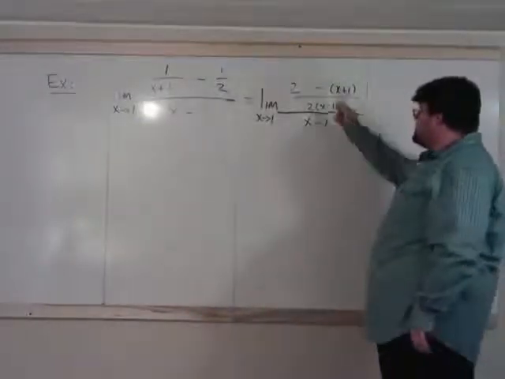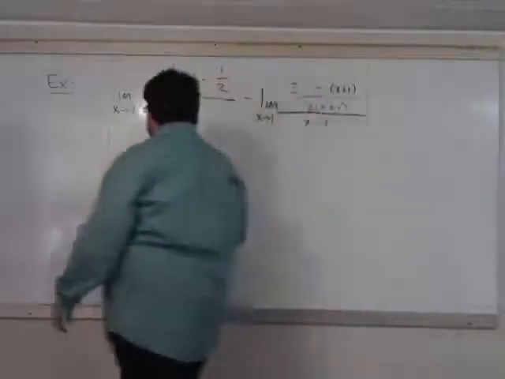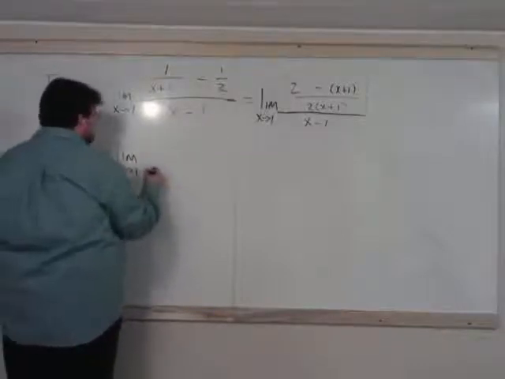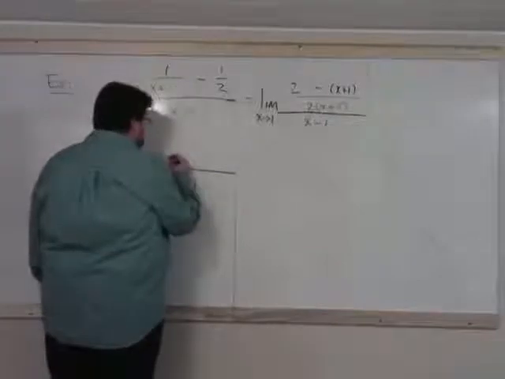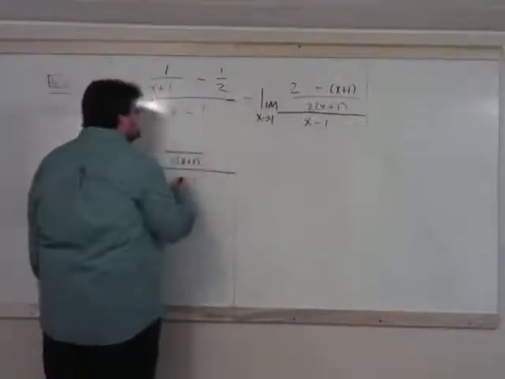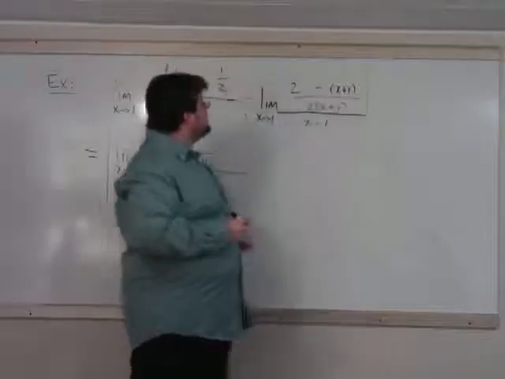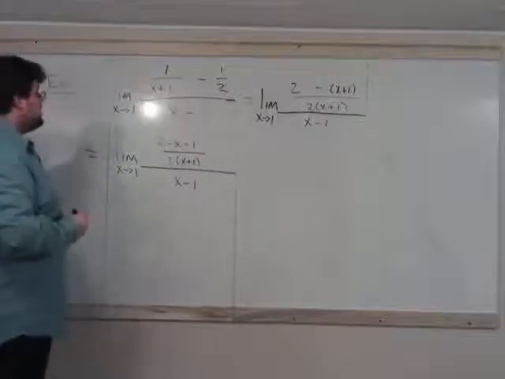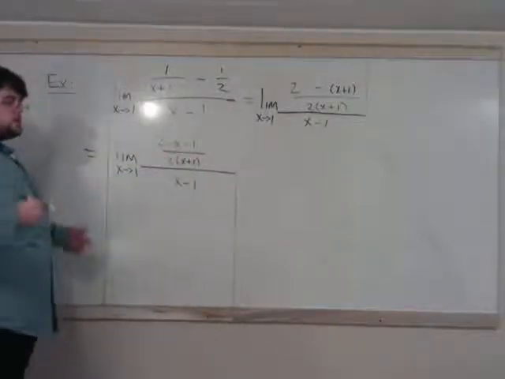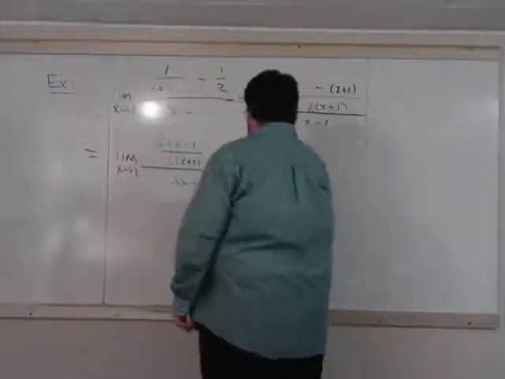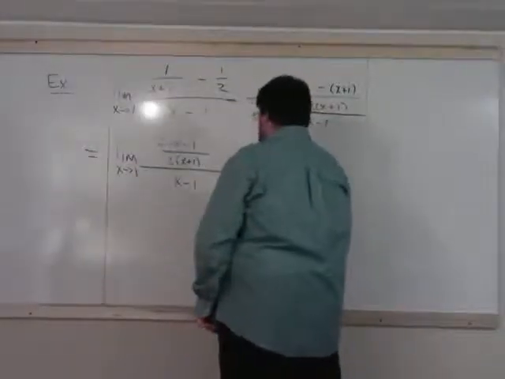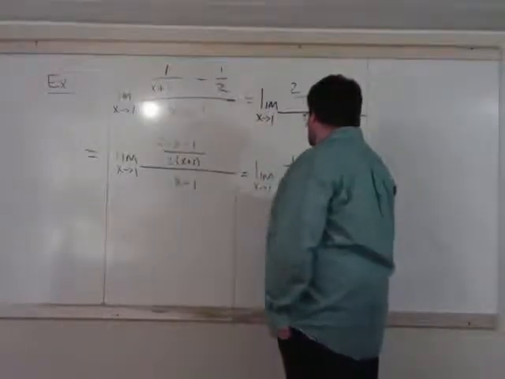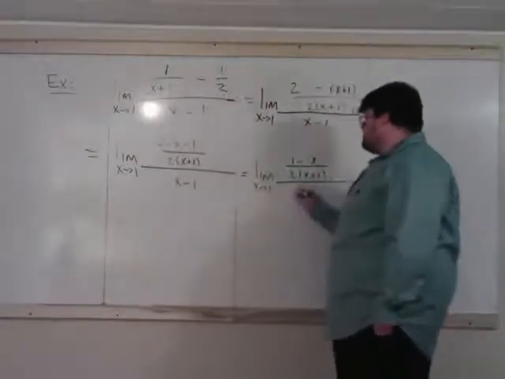Well, what can we do with this now? Well, we have 2 minus x plus 1. We can simplify that a little. So up here we have 2 minus x minus 1. 2 and negative 1 make just a positive 1. So we have 1 minus x over 2 times x plus 1, over x minus 1.